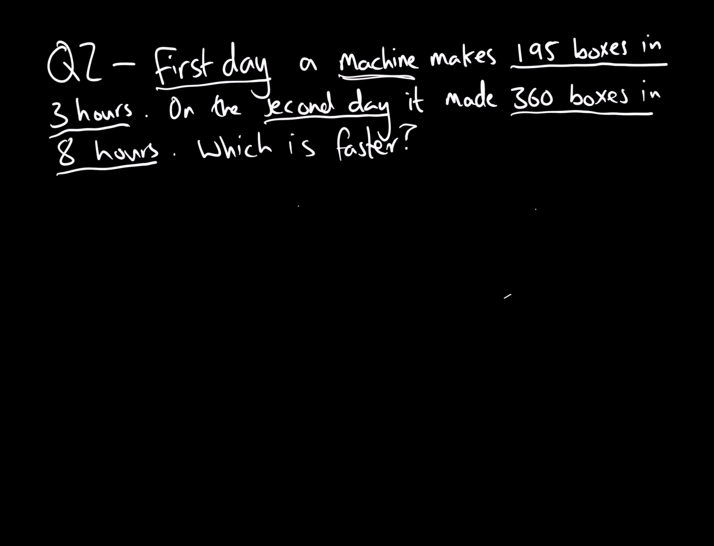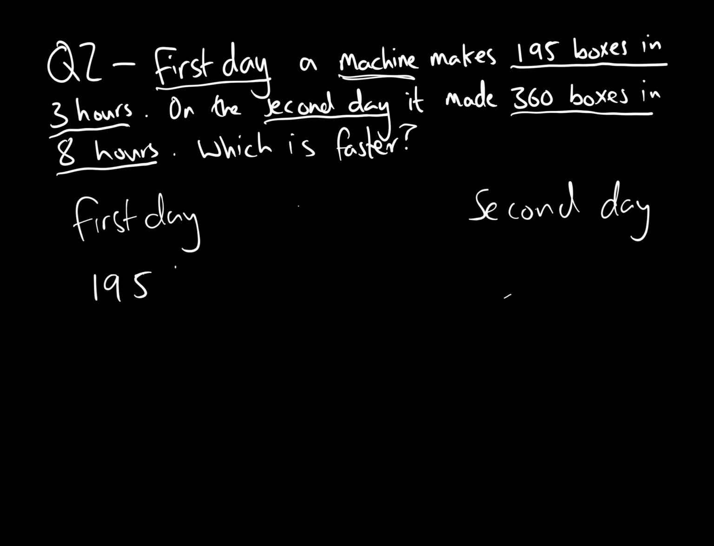Okay, so let's make a line that has the first day and the second day. So unit rates are similar to ratios in that you can present the information as a fraction and then simplify the fraction. It actually works with ratios. So on the first day we have 195 boxes in 3 hours. And then the second day we have 360 boxes in 8 hours.